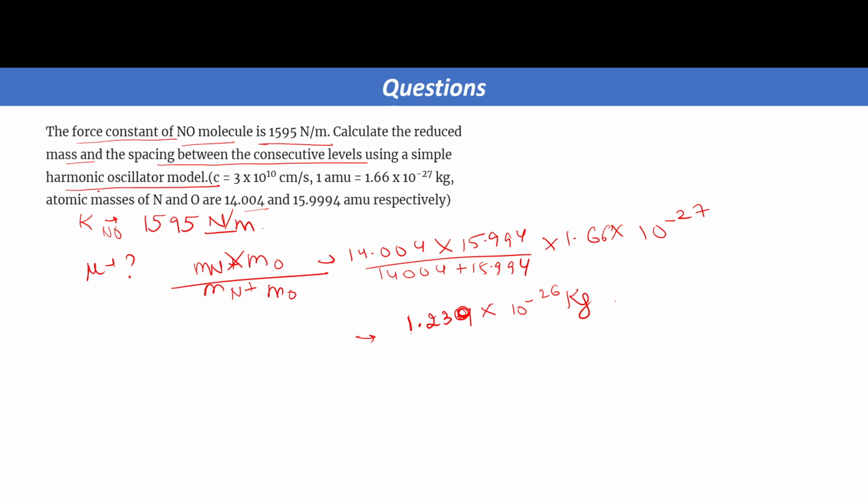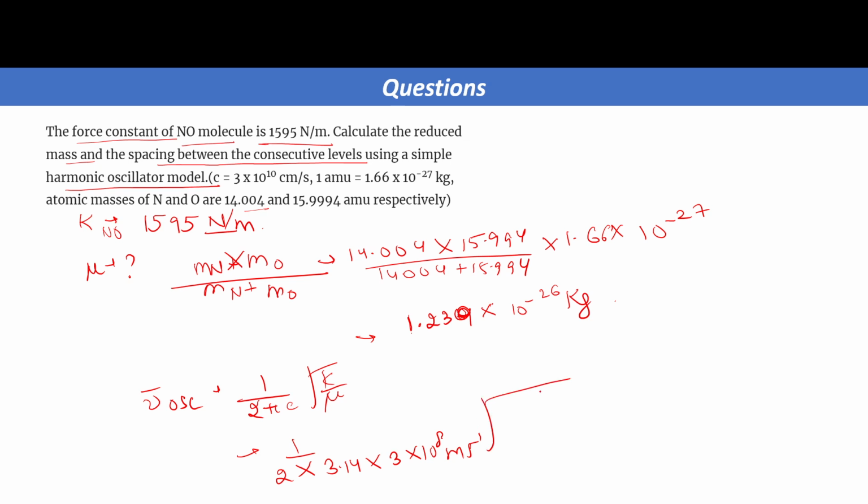Now you have calculated the value of reduced mass. Now you have to calculate the spacing between the consecutive levels. And what is spacing? We denote it by wave number. It is 1 upon 2πc, same formula we will use. So 1 divided by 2 into 3.14, and c is 3 into 10 raised to 8 meter per second. And what's k? It is given 1595, and μ is 1.23 into 10 raised to power minus 26. So after solving it, the value will be 1903.46 centimeter inverse.